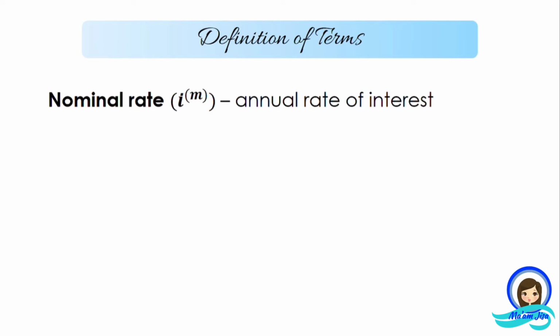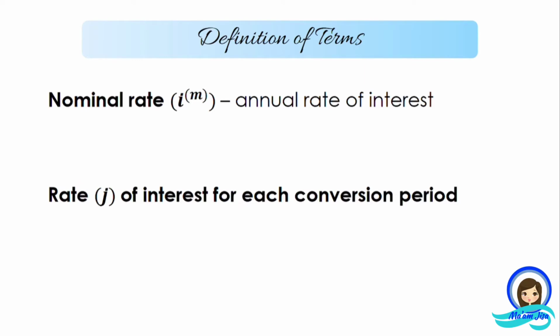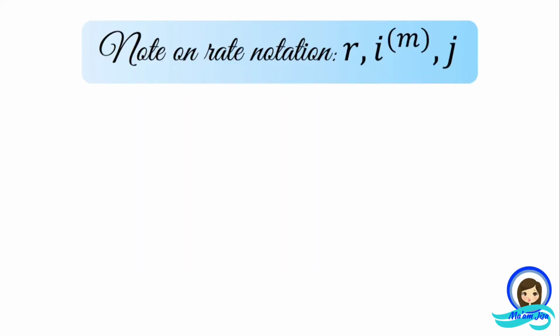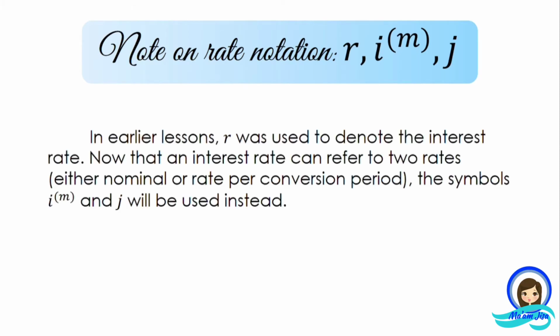Nominal rate, or IM, is the annual rate of interest, and the rate J of interest for each conversion period is solved by dividing the annual rate of interest over the frequency of conversion. Note on rate notation. In earlier lessons, R was used to denote the interest rate. Now that an interest rate can refer to two rates, either nominal rate or rate per conversion period, the symbols IM, or the nominal rate, and J, or the rate per conversion period, will be used instead.